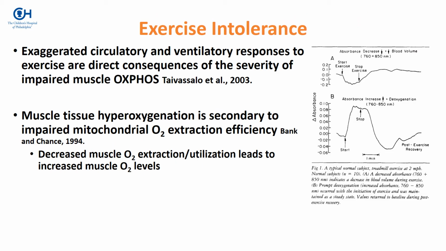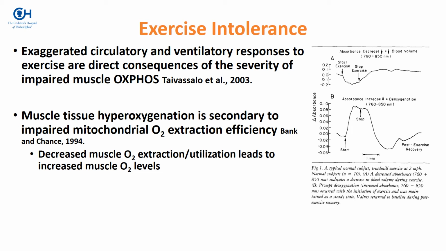In the same study, the measured heart rate, cardiac output, and respiratory rate, meaning the circulatory and ventilatory responses in those with mitochondrial myopathy, were exaggerated compared to the control individuals, which is consistent with the OXPHOS defect. And they found that there was a direct correlation with the severity of the OXPHOS defect and these exaggerated responses.